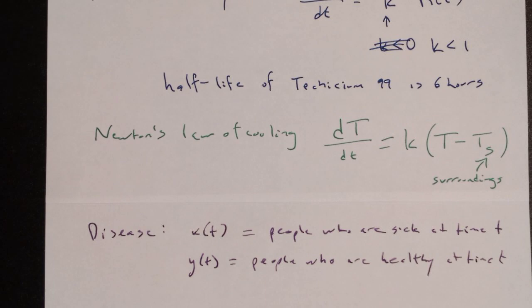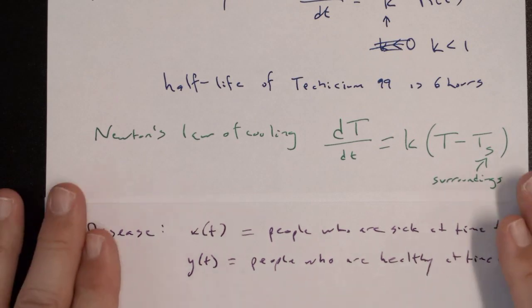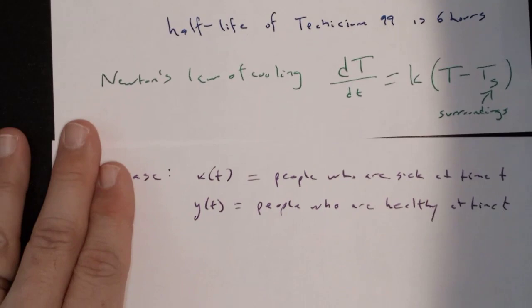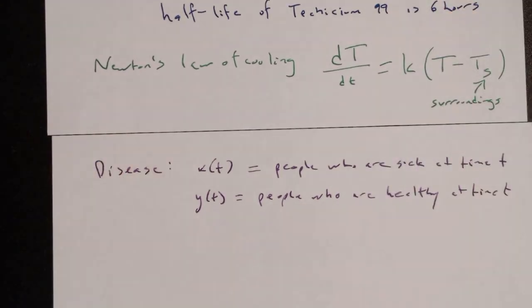Let's talk about spread of a disease. I can think of two different subsets in my group of people. And I can say, oh, I've got people that are sick, and I've got people that are not sick, that are healthy, unexposed to this disease. This could be the common cold. This could be malaria. This could be COVID. This could be anything. But now I can ask, how do these populations change?